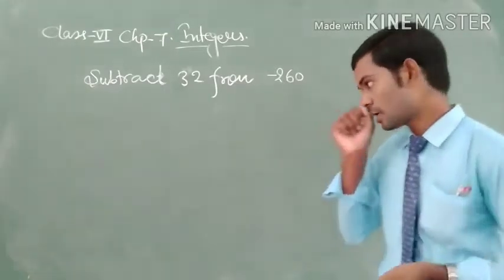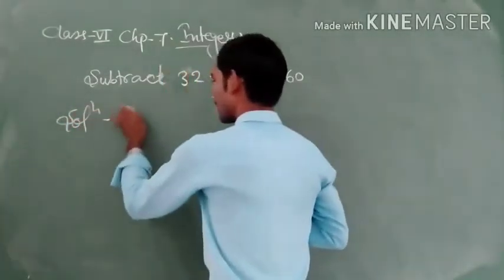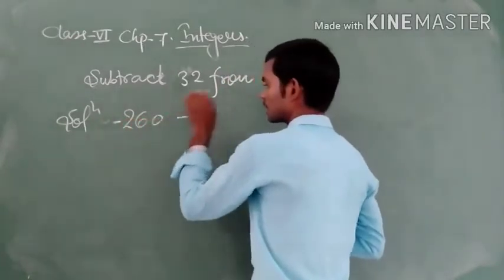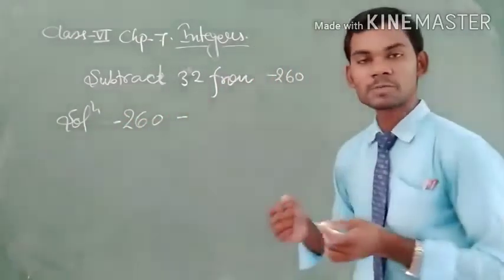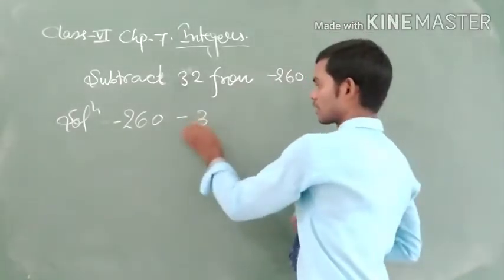So in the solution we write minus 260, and then the minus which comes from the formula of subtraction, and here we write 32.